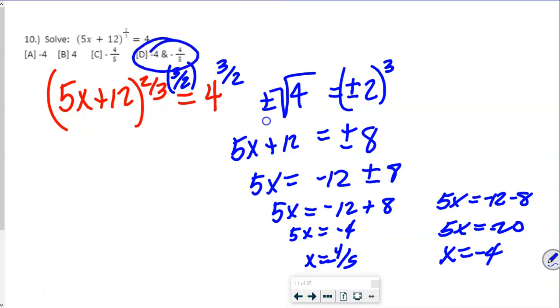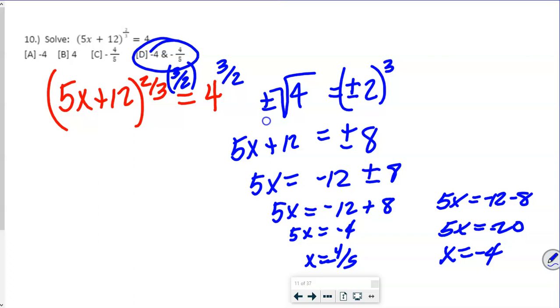And again, we can plug them back in there and check them just to see if both of them work. If we do negative 4/5 times 5, that's going to be negative 4 plus 12. That's going to be 8. The 3rd root of 8 is 2, and 2 squared is 4. Again, if we put negative 4 in there, we get negative 20 plus 12. That's negative 8. And again, the cube root of negative 8 is negative 2, and negative 2 squared is 4. So both of those work.